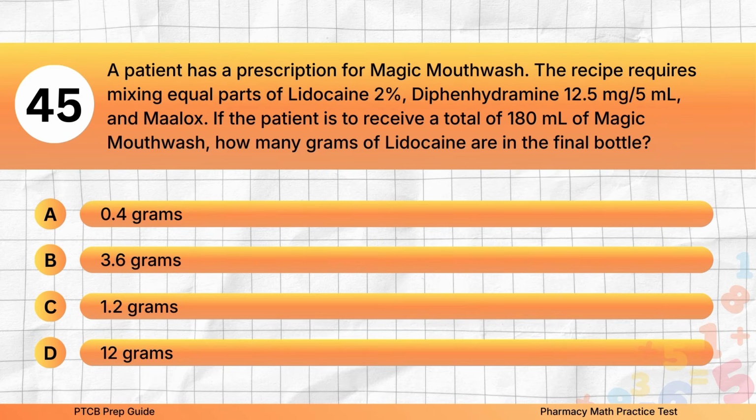Question 45 is a compounding scenario. A patient has a prescription for magic mouthwash. The recipe requires mixing equal parts of lidocaine 2%, diphenhydramine 12.5 milligrams per 5 milliliters, and Maalox. If the patient is to receive a total of 180 milliliters of magic mouthwash, how many grams of lidocaine are in the final bottle? A, 0.4 grams, B, 3.6 grams, C, 1.2 grams, or D, 12 grams. Hit pause and break this down step by step.